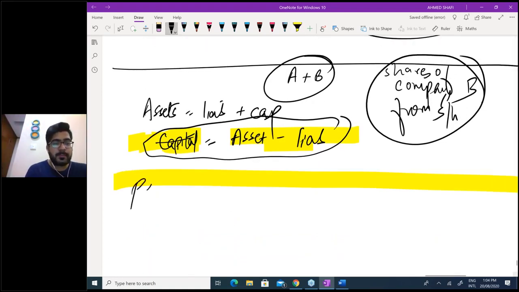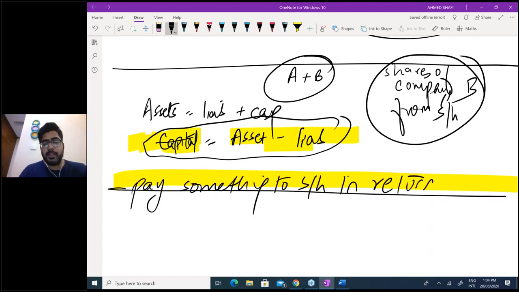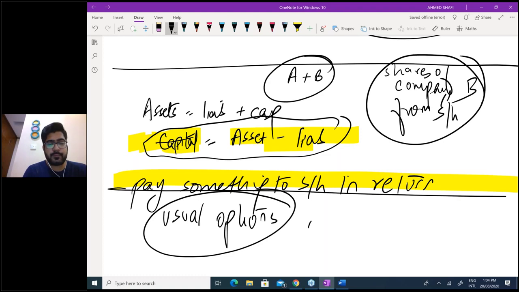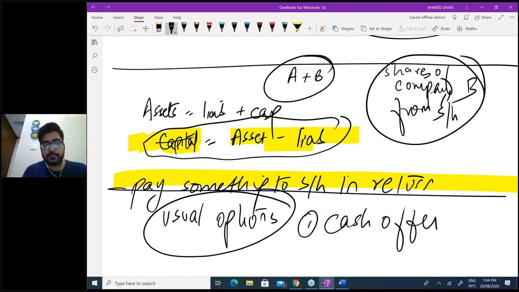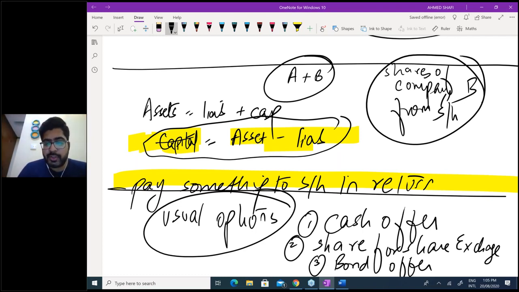It has to pay something to shareholders in return. Obviously, if company A wishes to acquire company B, and for acquisition it wants to take shares from company B's shareholders, it has to pay something in return. What will it pay? The usual options are cash offer, share for share exchange, and bond offer.